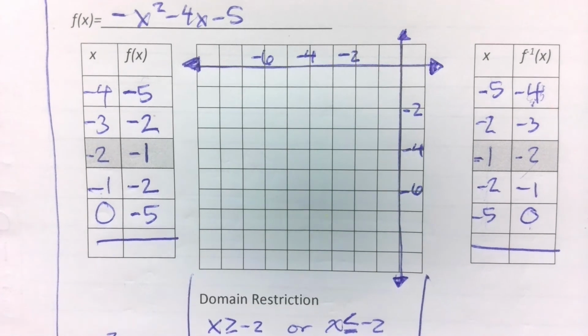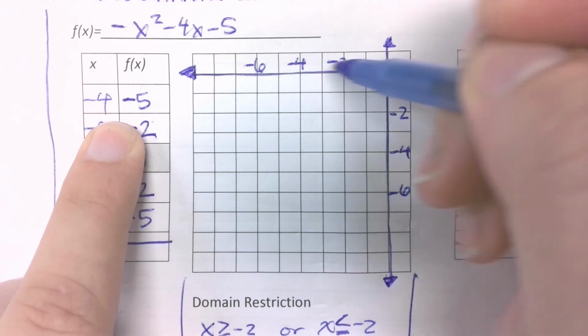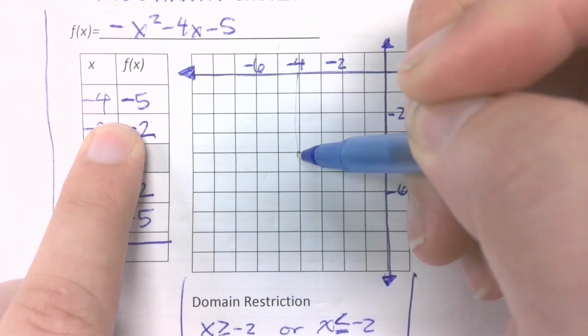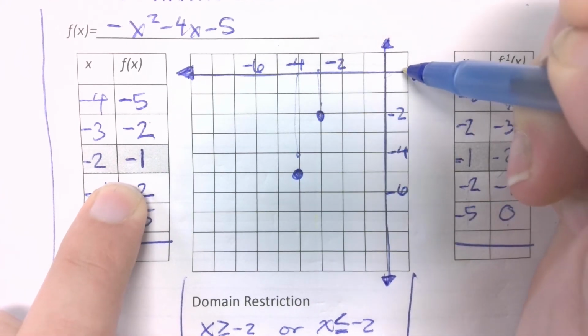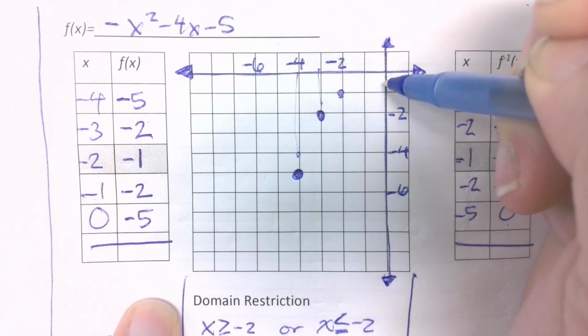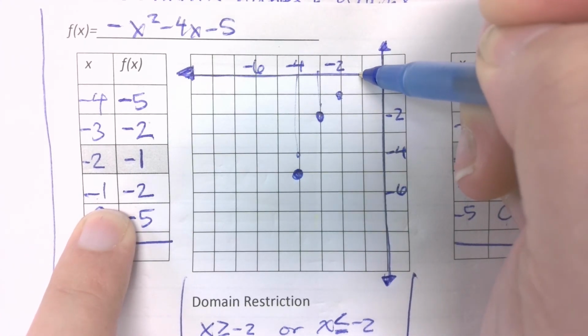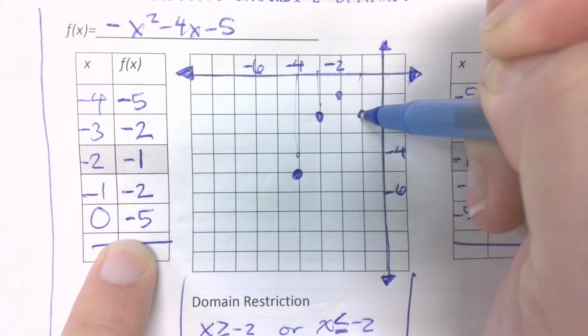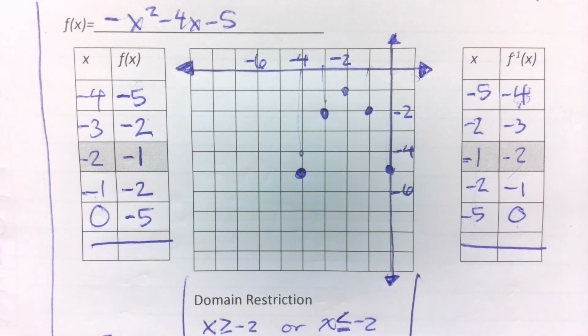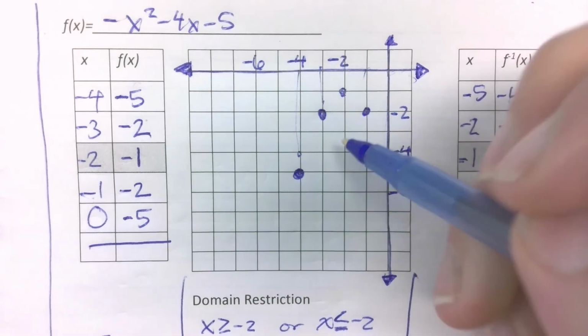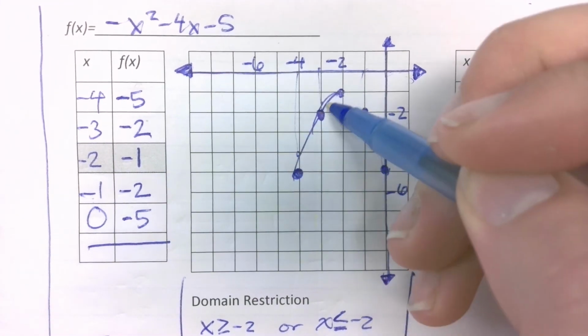So let's break this down. Over 4, down 5. Over 3, down 2. Over 2, down 1. Over 1, down 2. Over 0, down 5. You guys seeing it? If I plugged in 1 minus negative 5, I get negative 10. Doesn't quite fit. So I'm just going to draw my little graph.